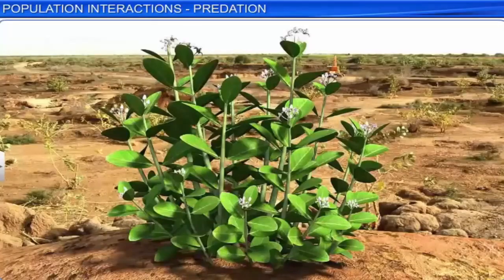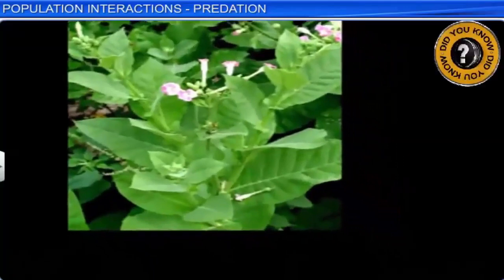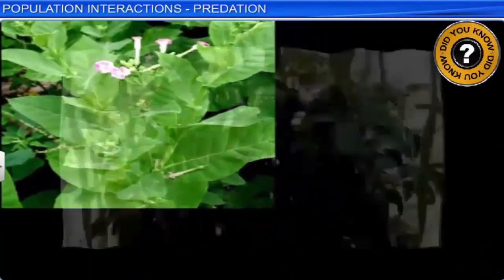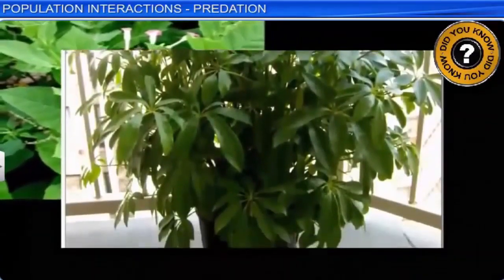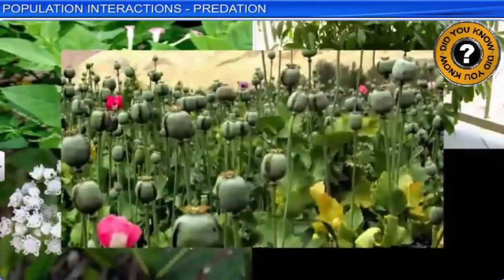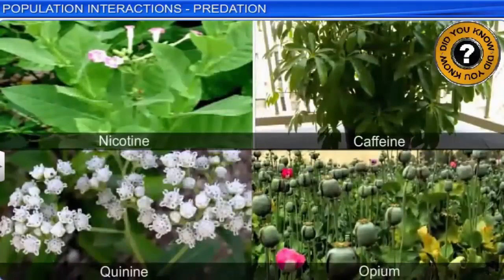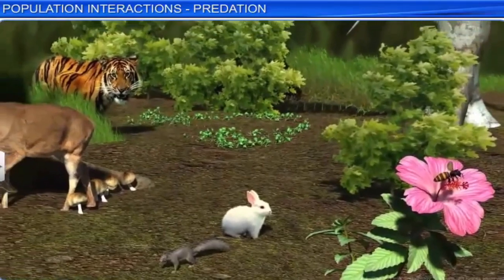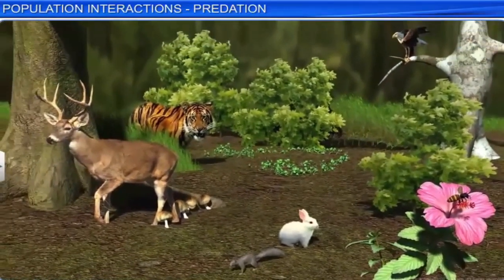Did you know that a wide variety of chemicals such as nicotine, caffeine, quinine, and opium extracted for commercial purposes are actually produced by plants as defenses against grazers? Therefore, in nature, species not only coexist but also show various interspecific interactions, predation being the most common.